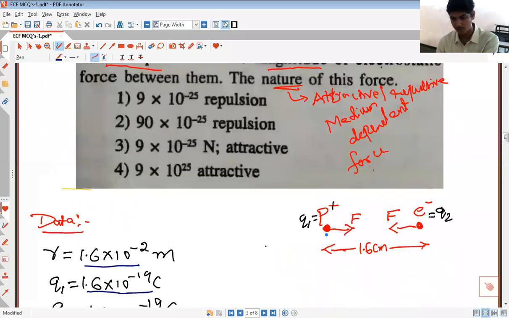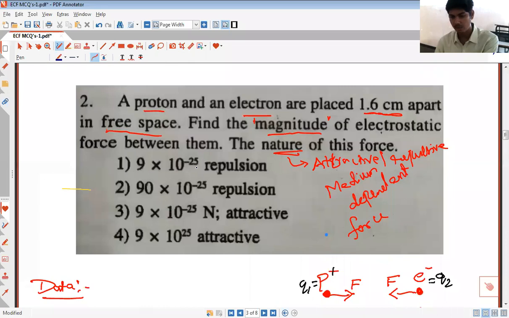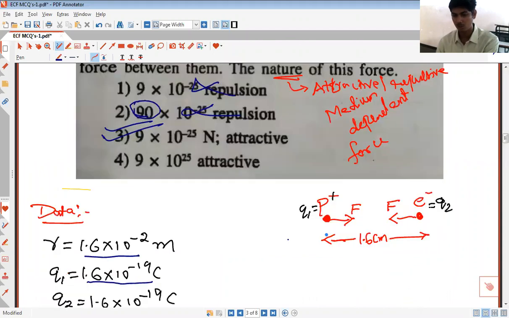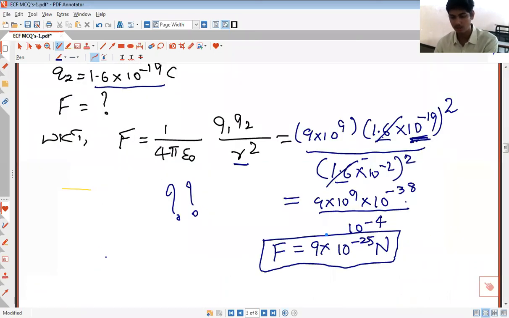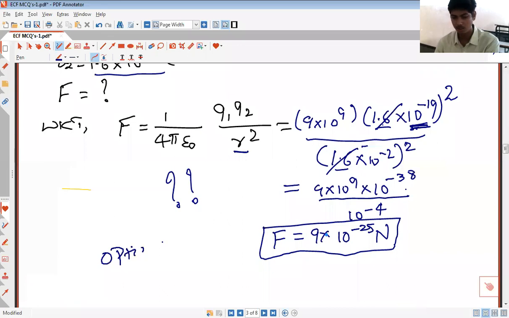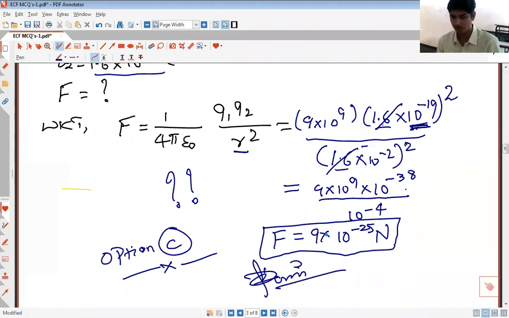Look at the options. The first one is 9 into 10 to the power of minus 25 Newton, which is correct, but the force is repulsive, so this is not the option. This is not the option. 90 is not the option either. 9 into 10 to the power of minus 25 Newton attractive must be the right option. So the option is C. Is this clear?